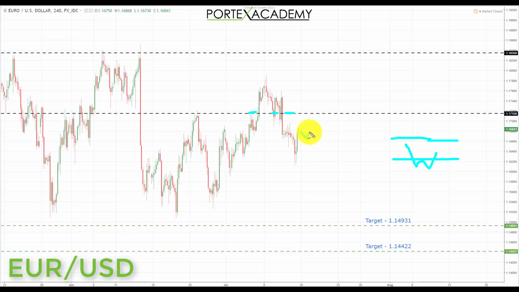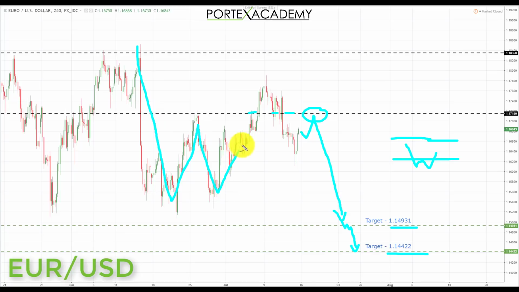If we get a pullback and a retest of broken now support turning resistance, this is going to be a great place to start to look for bearish formations and patterns. And we're going to be looking at initiating shorts down towards the next key area of support to the downside in the target set with the 1.14931. And if we can get a breakthrough here, down towards the second key area of support to the downside in target 2 at the 1.14422. And for those of you who know your chart patterns, it looks like we're getting a big bear flag here, which of course is a continuation pattern to the downside.